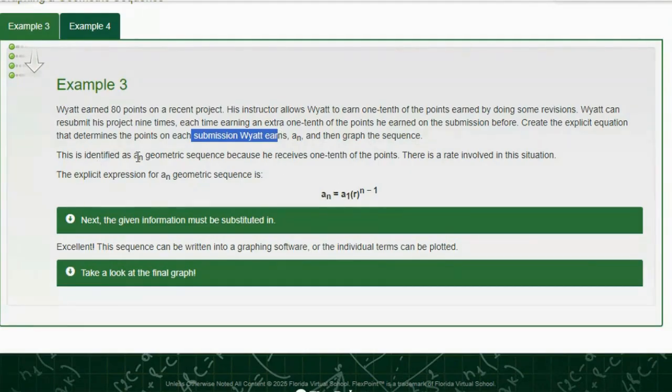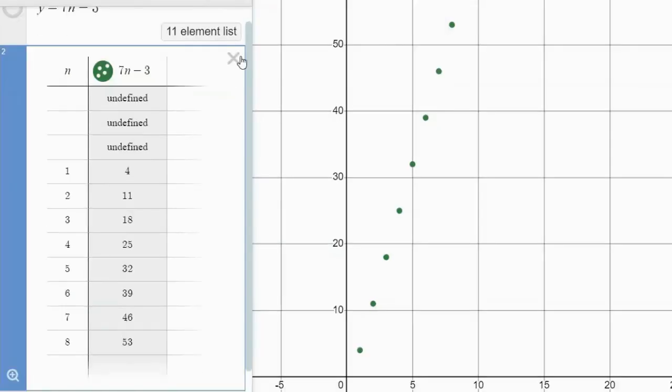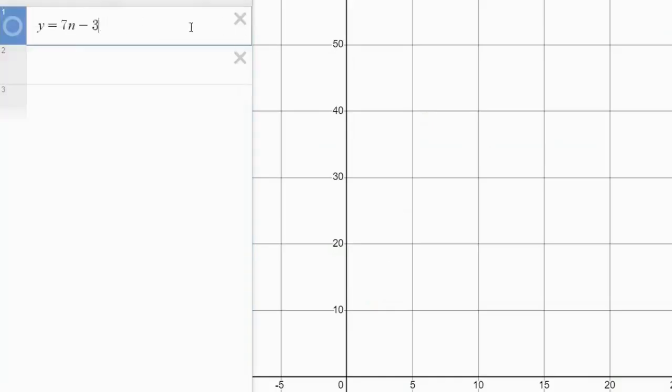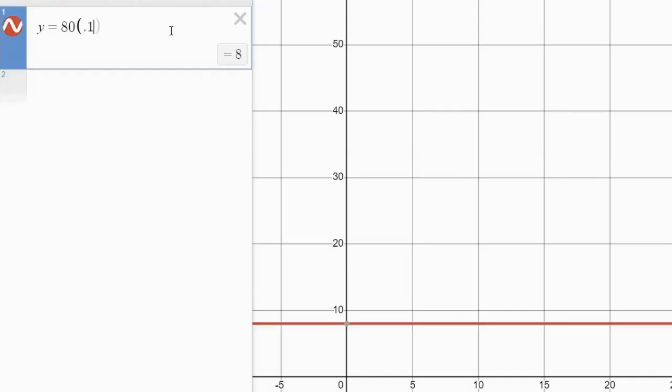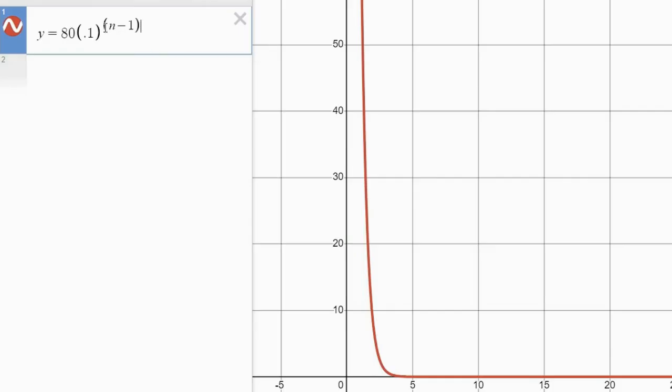So a sub n, geometric sequence, gets 1/10 of the points. So let's substitute what's in. His first time he got 80 points. And he can get 0.1 times the points each time, n minus 1. So let's graph that: 80 times 0.1 raised to the power of n minus 1. I put n minus 1 in parentheses, so it makes all of that an exponent.